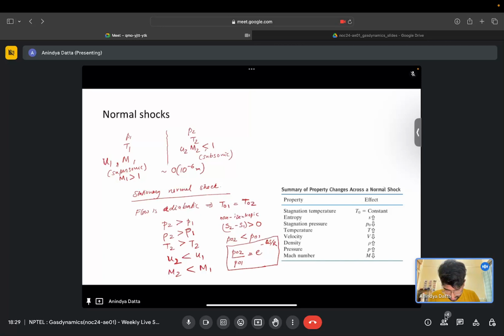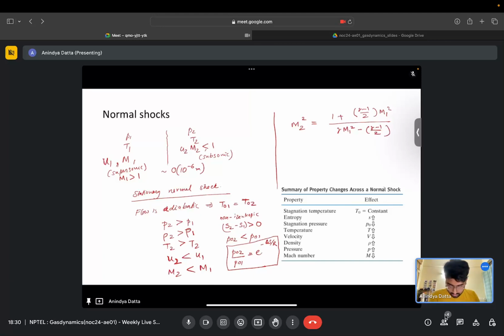So let me write the main formulas. We can represent the temperature and pressure ratios across the shock in terms of the upstream Mach number M1 and gamma. Some important formulas: the downstream Mach number M2. M2 square is given as 1 plus (gamma minus 1)/2 M1 square, divided by gamma M1 square minus (gamma minus 1)/2.